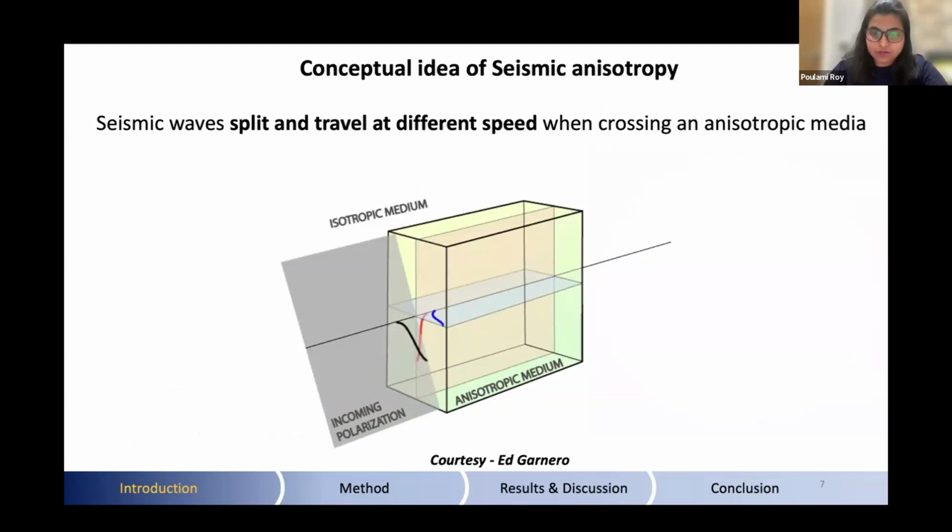Seismic anisotropy is basically a phenomenon of seismic waves. When a seismic wave passes through an anisotropic medium, it splits and travels in different orthogonal directions. One wave becomes faster, shown here by the blue curve, and another becomes slower, shown here by the red curve. Depending on their arrival time difference and the orientation of these split waves, seismologists can measure different anisotropic properties of the medium. The cool thing about seismic anisotropy is that it is an observation.